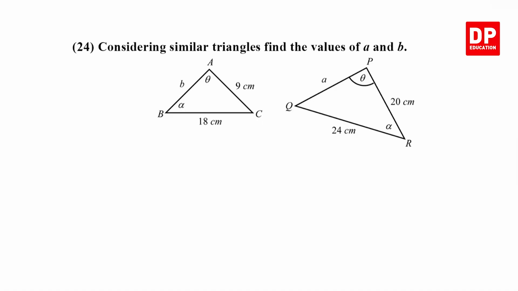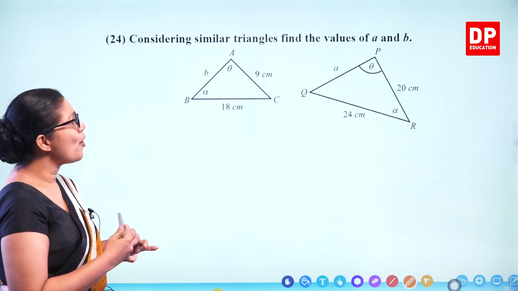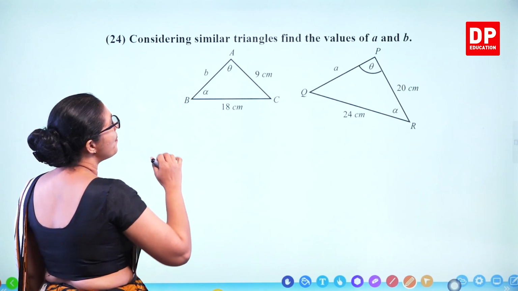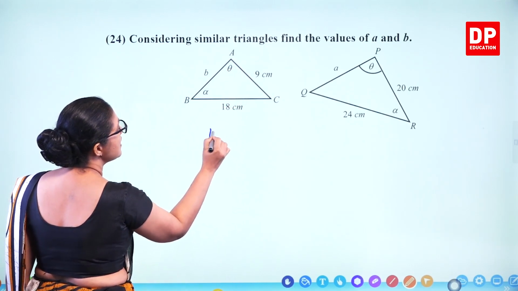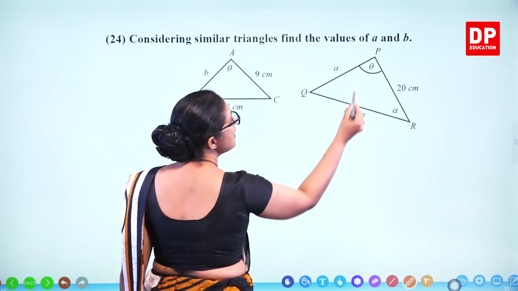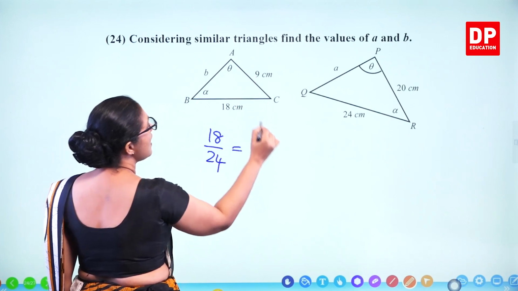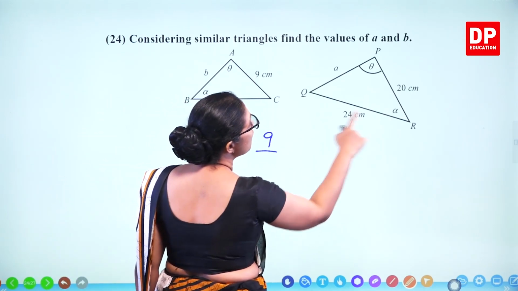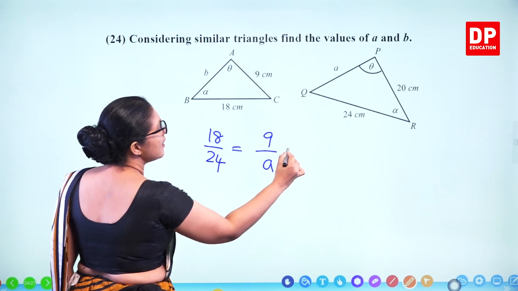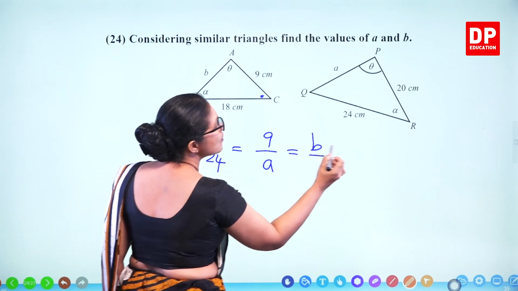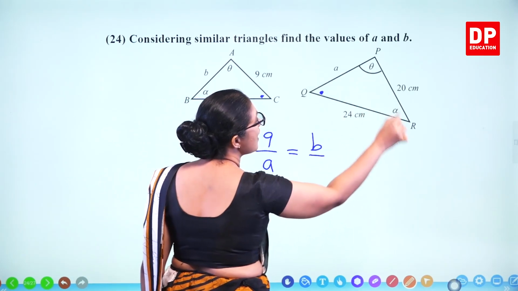And let's take question number 24. Considering similar triangles, find the values of A and B. So we have to take the corresponding ratio. So we need A and B. Now think about opposite to theta angle, that's 18 here. Opposite to theta is 24. So opposite to alpha angle is 9. What's opposite to alpha angle? That's A. What about the other side? Opposite to this angle is B. So same thing, opposite to this angle, that's 20.